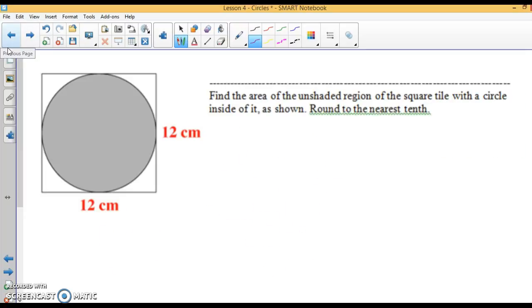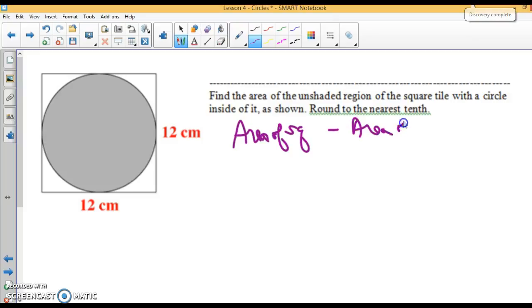Find the area of the unshaded region of the square tile with a circle inside it. Round to the nearest tenth. So we are looking for these corners here, the shape. So, don't I have a square and then a circle? And if I want what's left over, can I find the area of the square and subtract the area of the circle? So, area of the square minus area of the circle. So, area of the square is side squared minus the area of the circle, pi r squared.